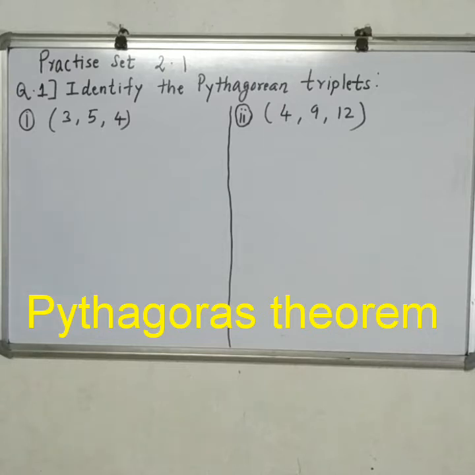Today we solve practice set 2.1 from the chapter Pythagoras theorem. Question number 1 is identify the Pythagorean triplets.